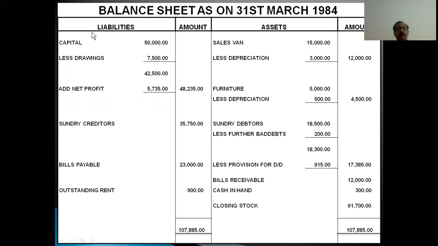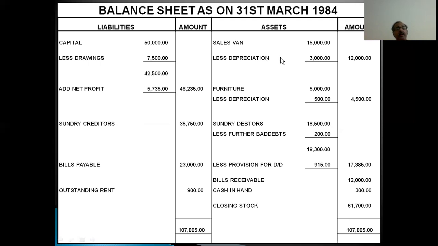On the liability side, first item, capital, 50,000 in the inner column. Less drawings, 7,500, so 42,500. Add net profit, 5,735. Then in the outer column, capital, 48,235. Then sundry creditors, 35,750. Bills payable, rupees 23,000. Outstanding rent, rupees 900. So these are the various liabilities.